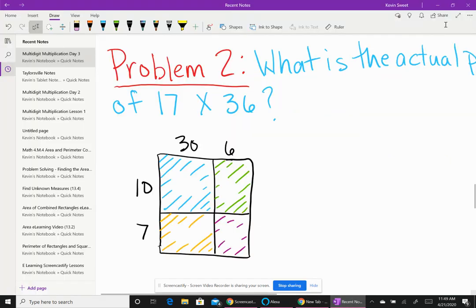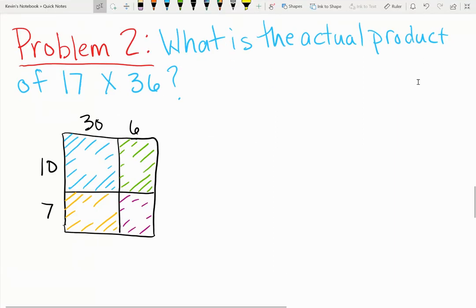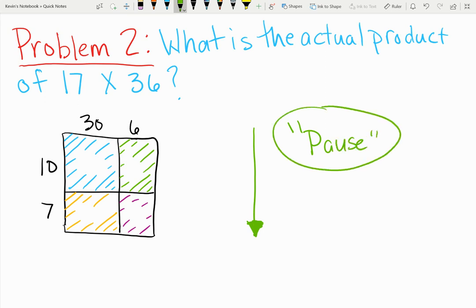Welcome back. Problem number 2 for today is, what is the actual product of 17 times 36? So in this case, they gave you an area model. Just find your partial products, add those together. Answer your video in It's Learning. Just draw on the area model. Let you know, pause video. Your question will be on It's Learning. Go ahead and pause now and answer your question. And I'll see you for problem number 3.